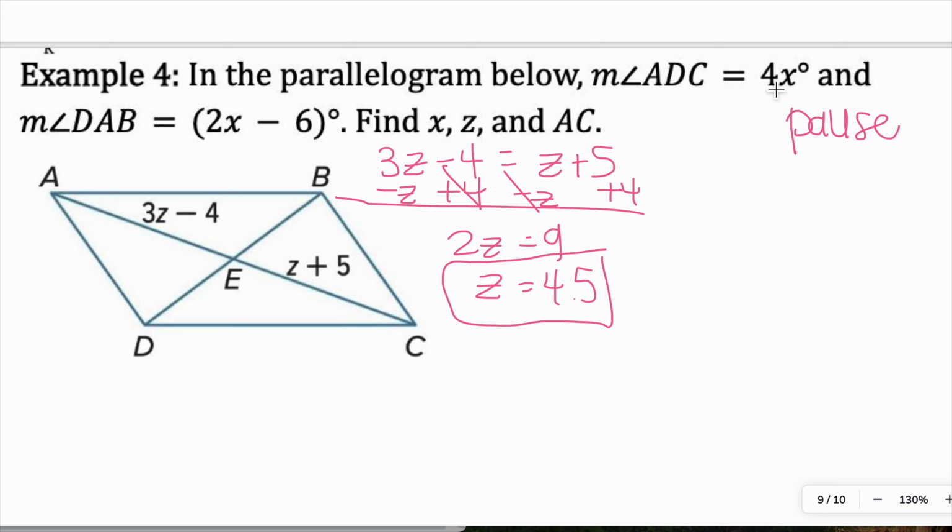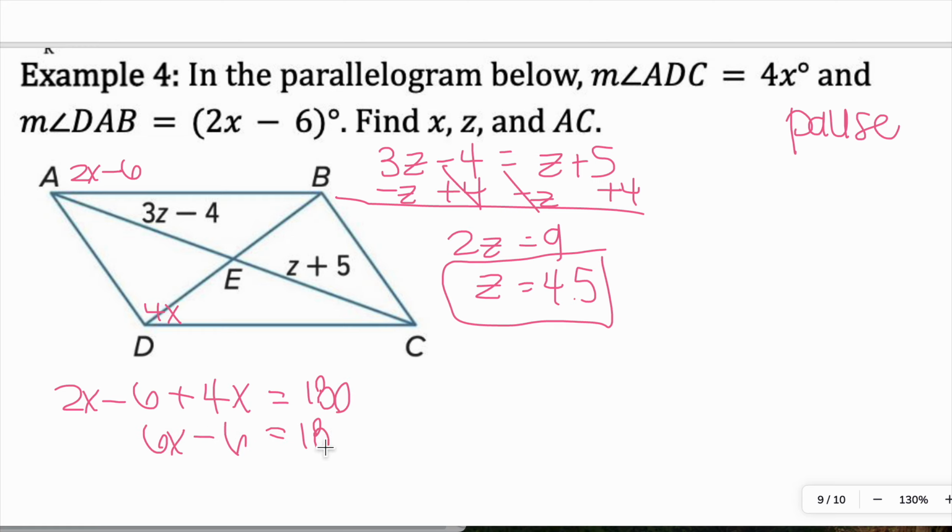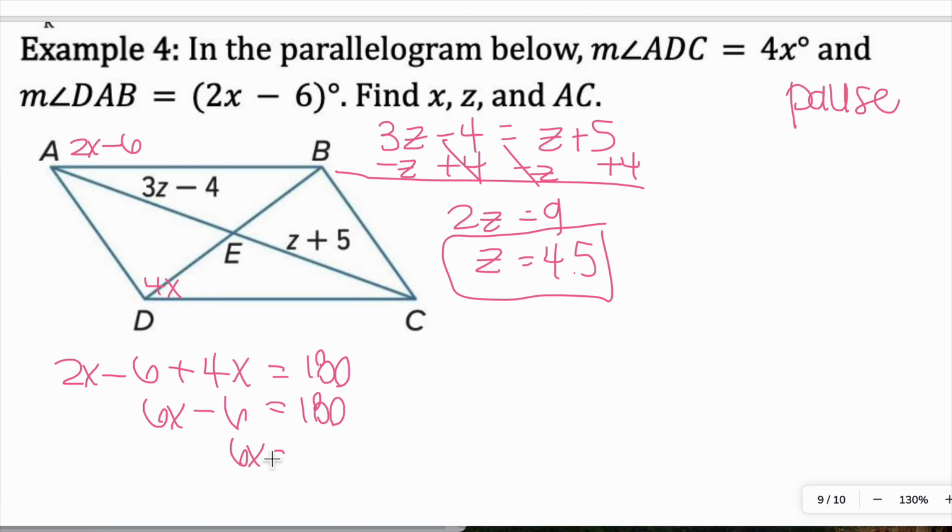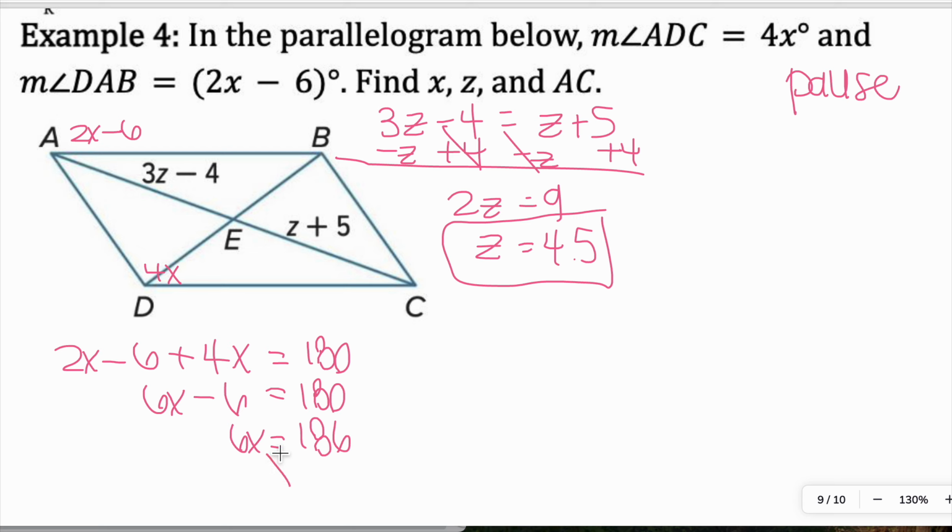And then it does say DAB is equal to 2x minus 6, and then ADC is equal to 4x. So these two angles together are consecutive. So if I add them together, 2x minus 6 plus 4x, that should be equal to 180. I'm going to combine like terms. 6x minus 6 equals 180, or 6x is equal to 186 because I just added 6 to both sides. So that means x is going to be equal to 31.